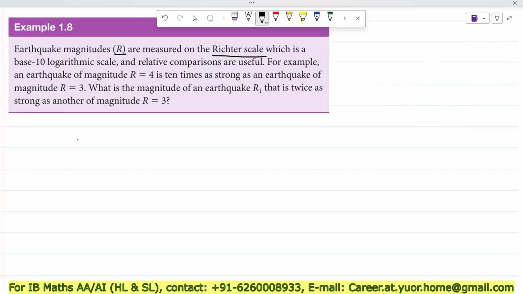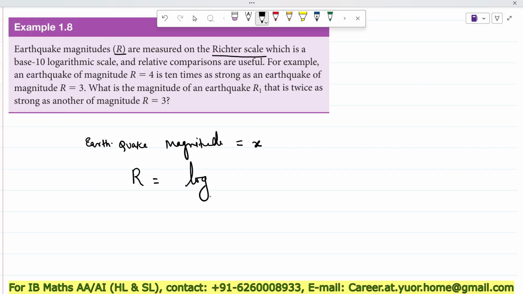So suppose earthquake magnitude is X. Suppose. But we are representing it in terms of Richter scale. And what is the Richter scale R? It is the base 10 logarithmic scale.